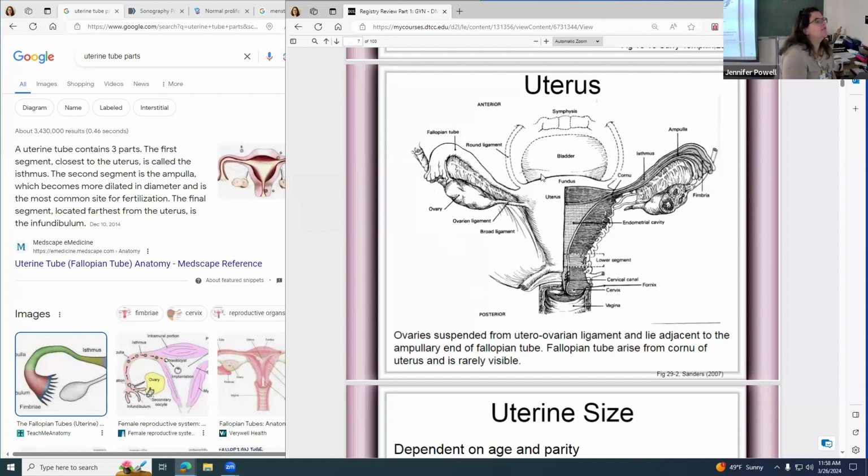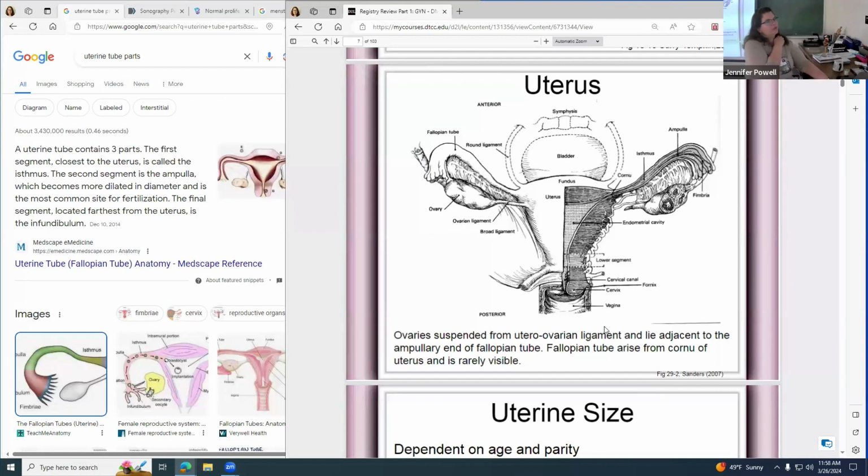And then you can see from this part of the image that the bladder sits right on top. You've got these round ligaments here that are supporting the fundus, kind of anchoring that fundus. Ovaries suspend from the utero-ovarian ligament and lie adjacent to the ampullary end of the fallopian tube, and the fallopian tube arises from the cornu of the uterus and is rarely visible.